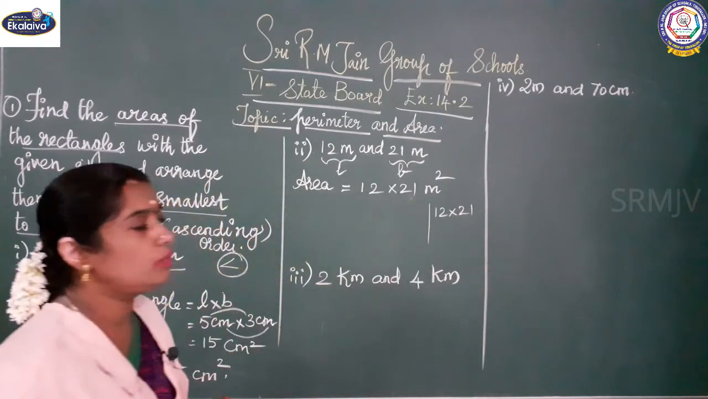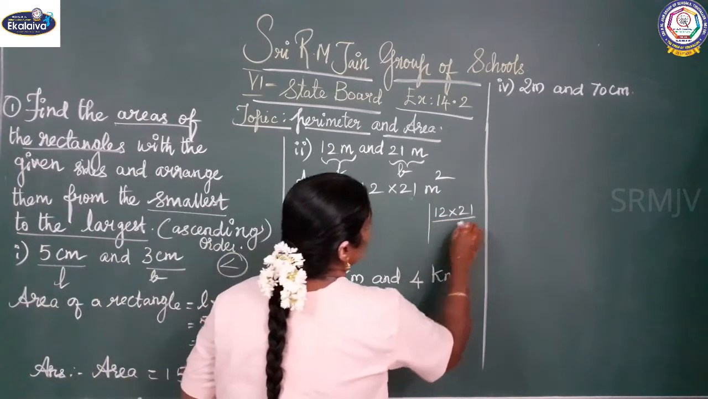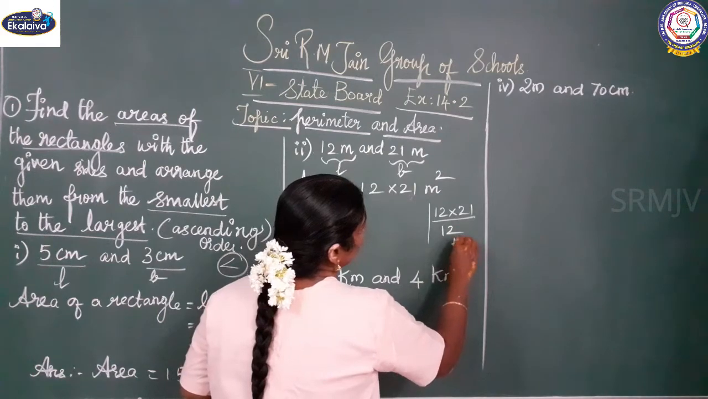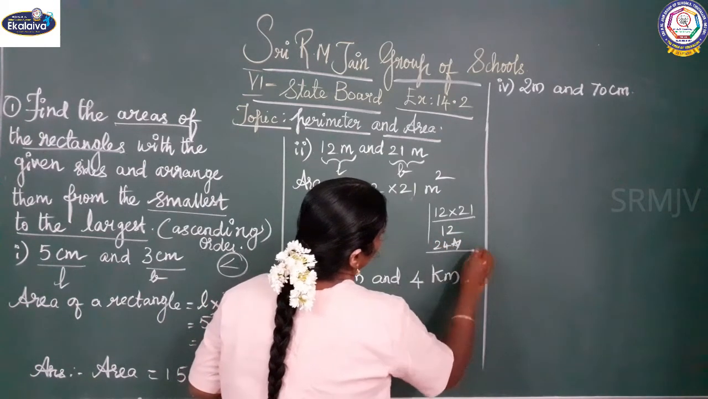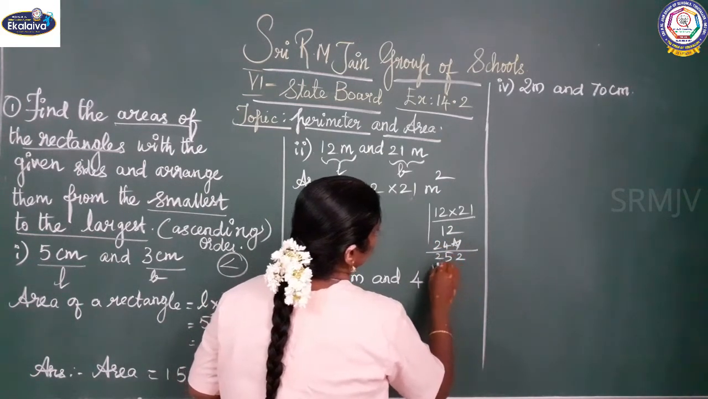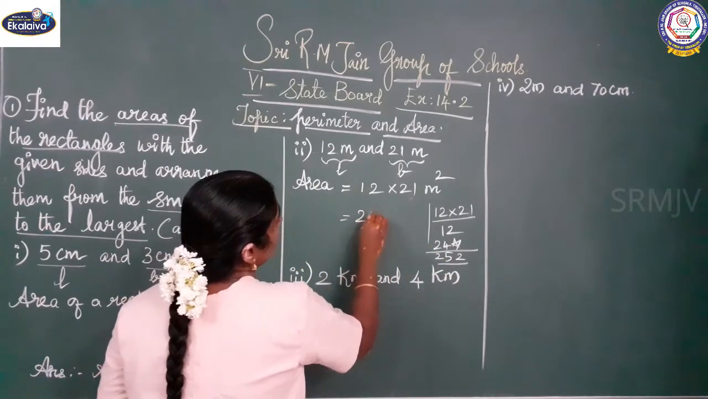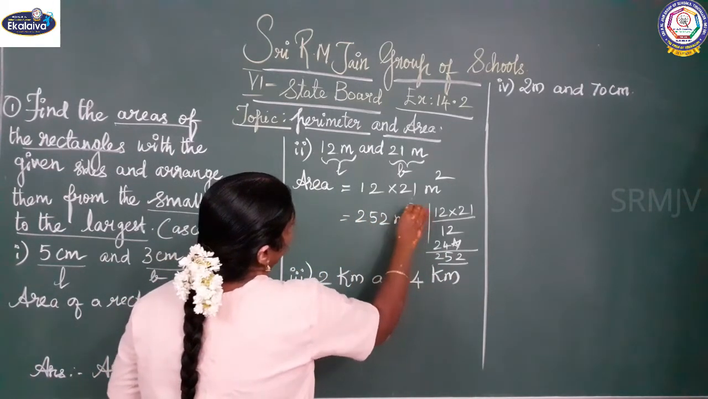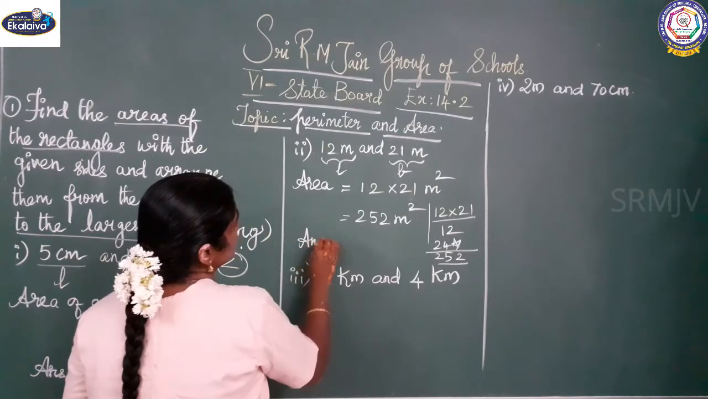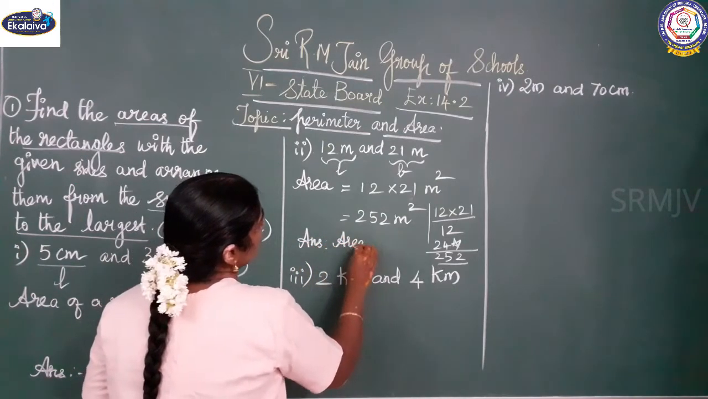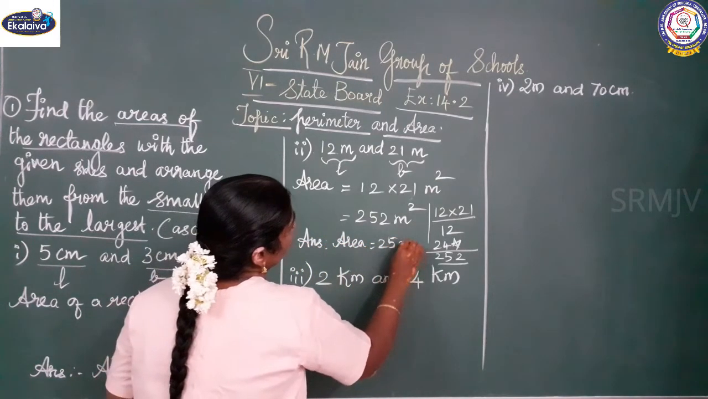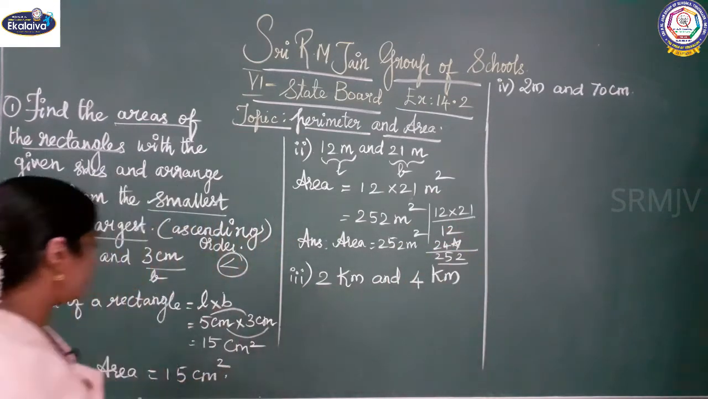12 into 21. Listen, 1 12s are 12. 12 2s are 24. So 252. So what is the area? 252 meter square. Answer, area is what, ma? 252 meter square. Got it?